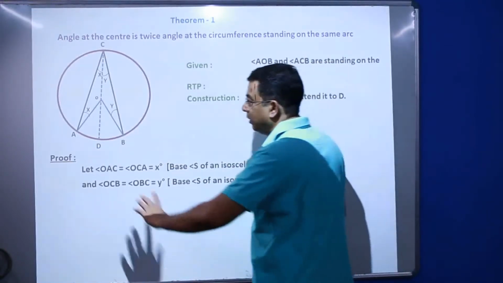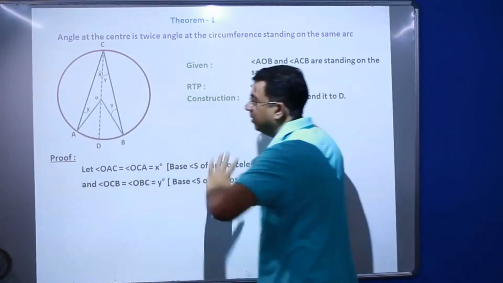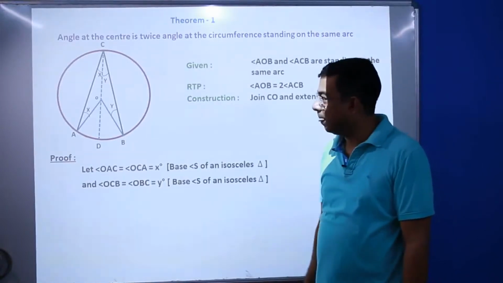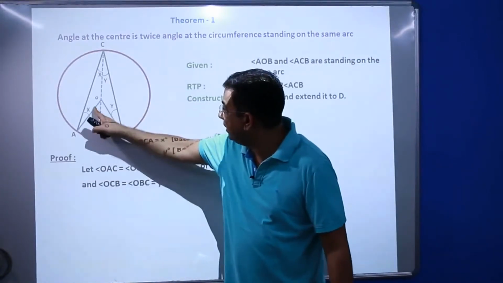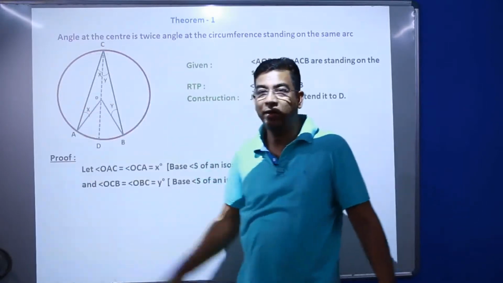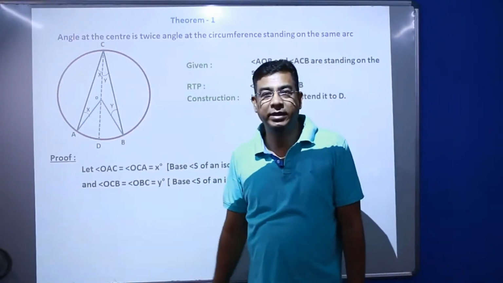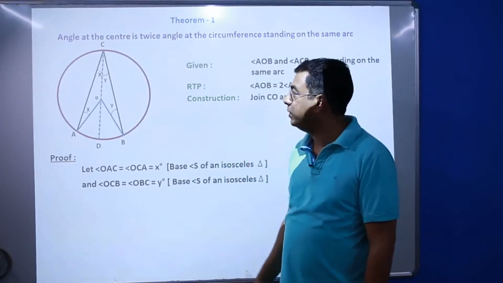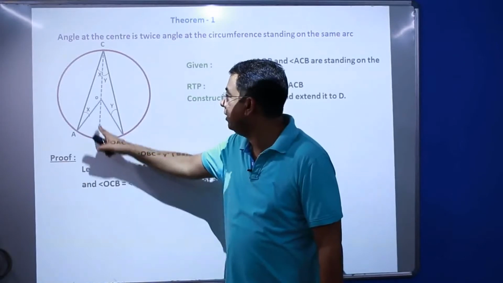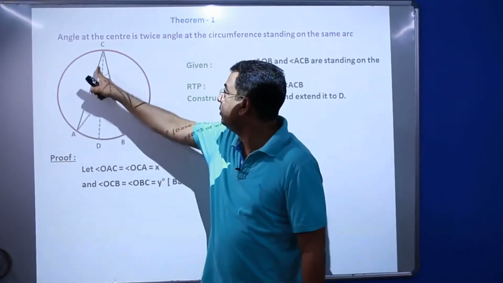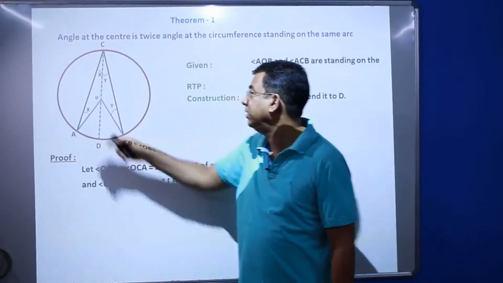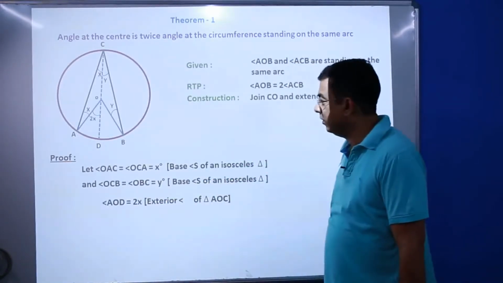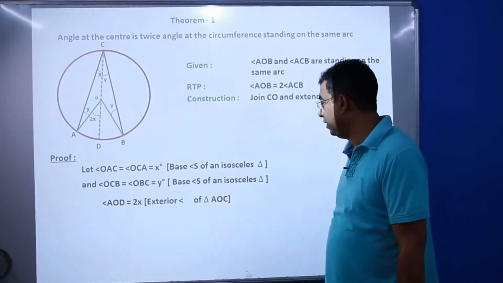Now come back to this angle, angle AOD. How is angle AOD related to triangle AOC? If you see, AOD is the exterior angle of the triangle AOC. And what is the property of exterior angle? Exterior angle is equal to sum of the two interior opposite. That means angle AOD is going to be sum of these two interior opposite, that is x plus x, so that will be 2x. So angle AOD is equal to 2x. Why? Exterior angle of the triangle AOC.